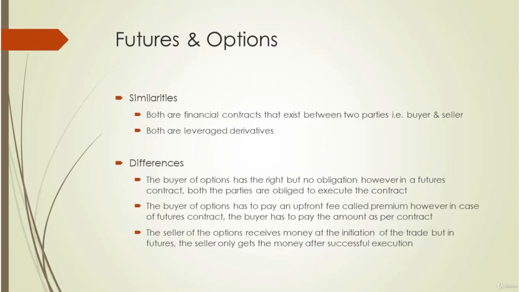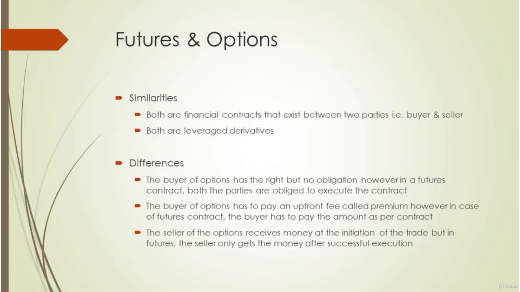Therefore, buying a future is riskier than buying options, because while buying options, we have the risk of the premium only. But with futures, if we buy a future and the stock price falls, we are obligated to suffer that loss. Now, in case of selling, when we sell options, the seller of the option receives the money that the buyer pays. But with futures, the seller receives no money at the time of initiation of the trade.